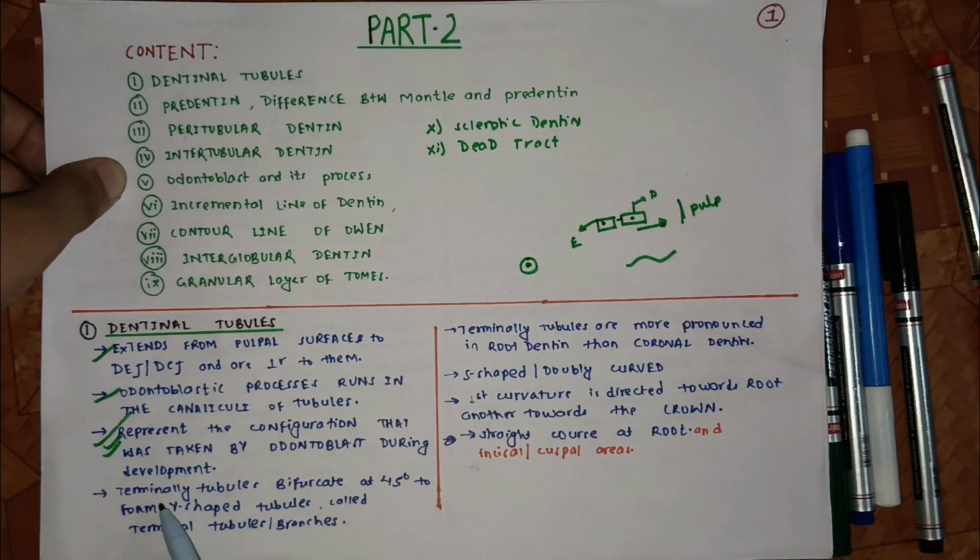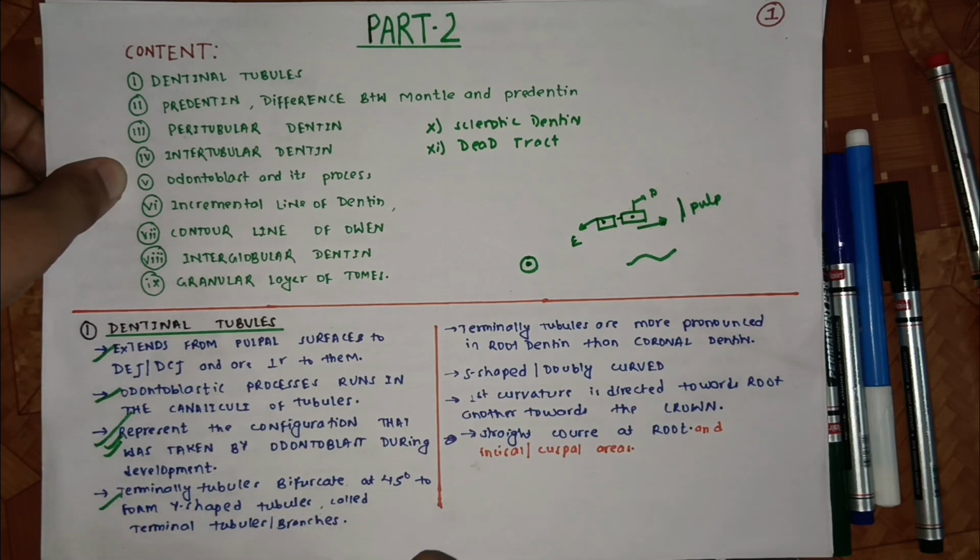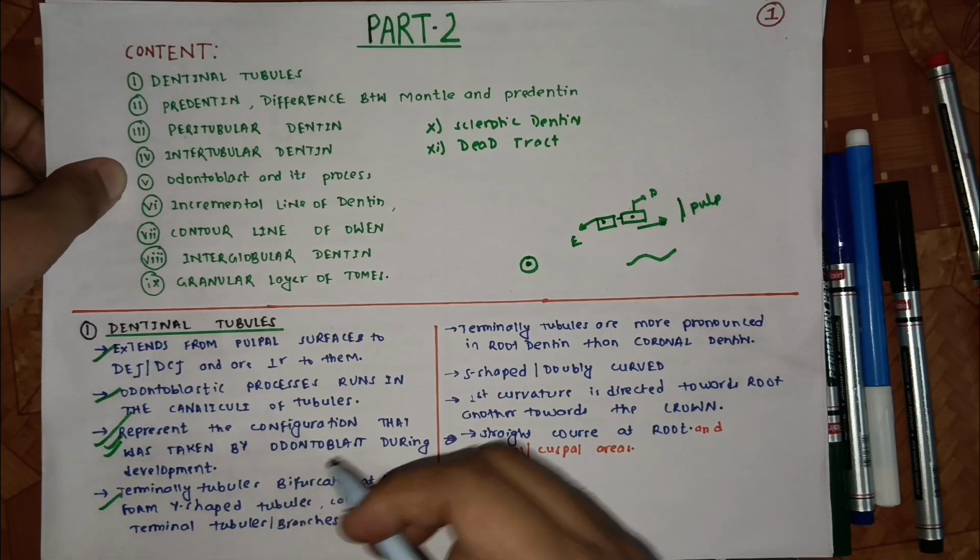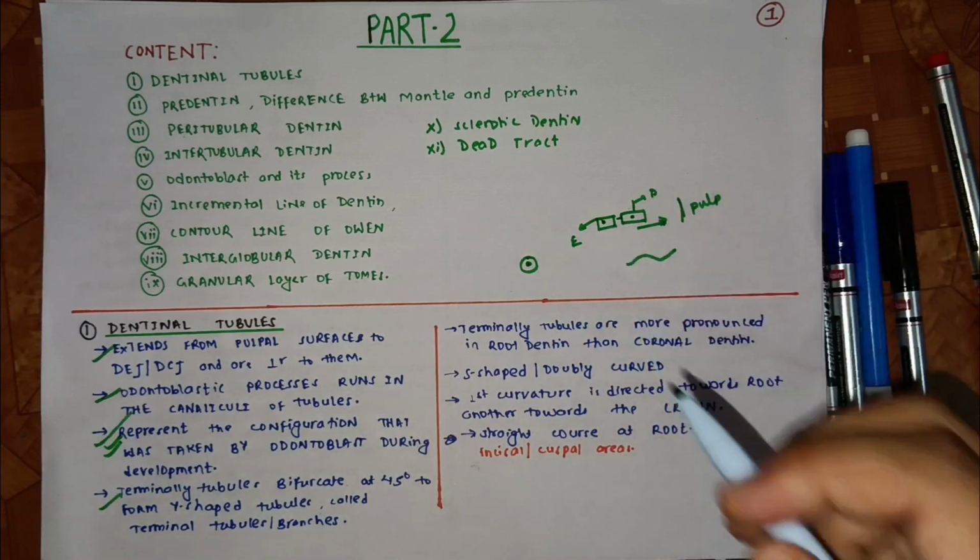After that, terminally the tubules bifurcate at 45 degrees to form Y-shaped tubules called terminal tubules or branches. What I mean to say in this point is that terminally, I will show you one picture for this.